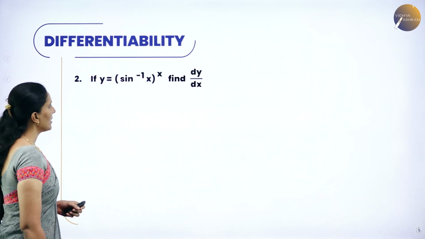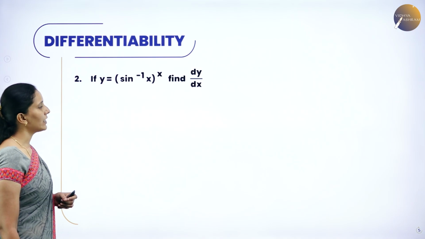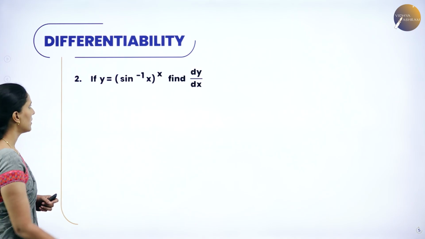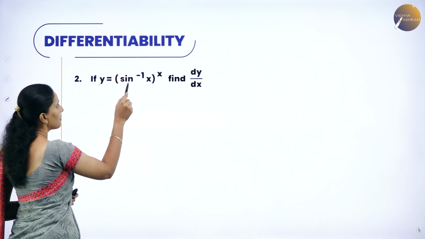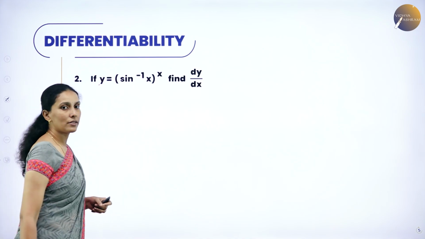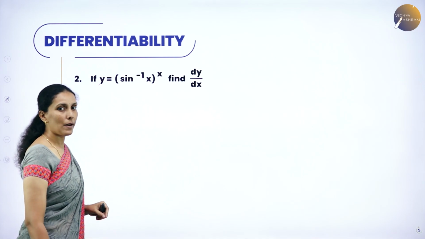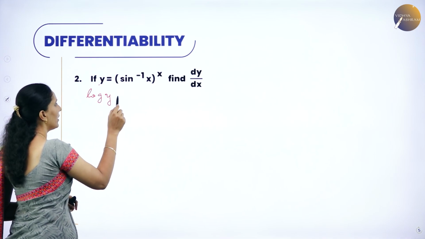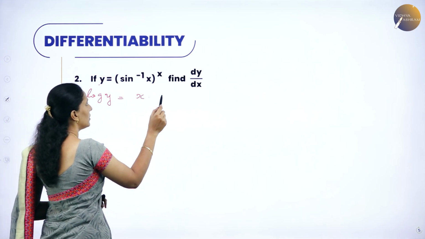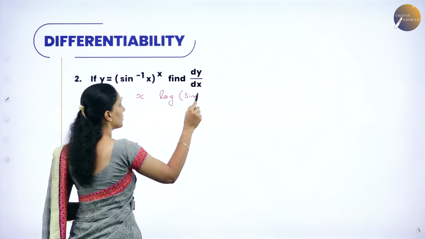Next, if y is equal to (sin inverse x) to the power x, find dy by dx. So we have (sin inverse x) to the power x. Again we have two functions here. Let me apply log on both sides. Then this can be written as log y is equal to x into log of sin inverse x.